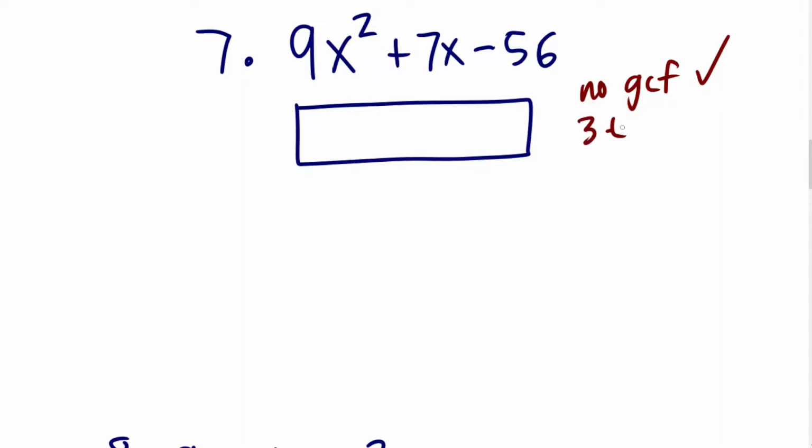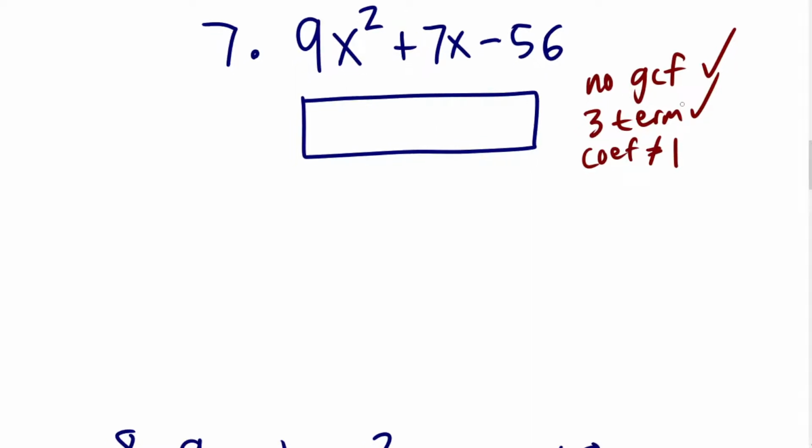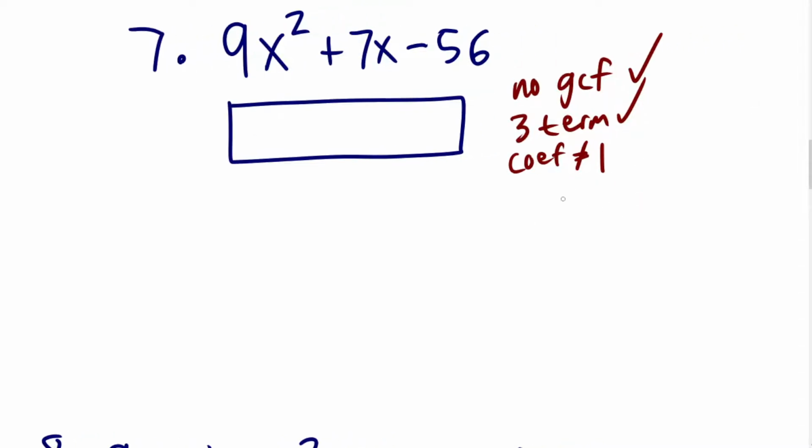It's a 3-term polynomial. The leading coefficient is not equal to 1. To save time, I won't multiply out 9 times negative 56 and find all the factors for it. Just trust me when I say it's not going to work. It's not going to give us a nice factored answer.